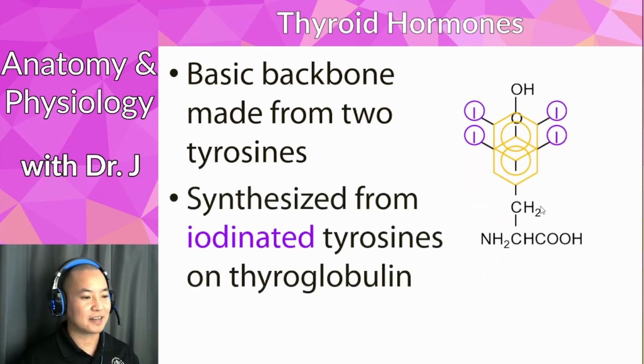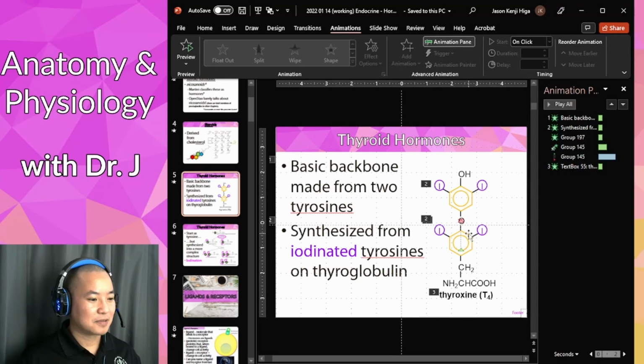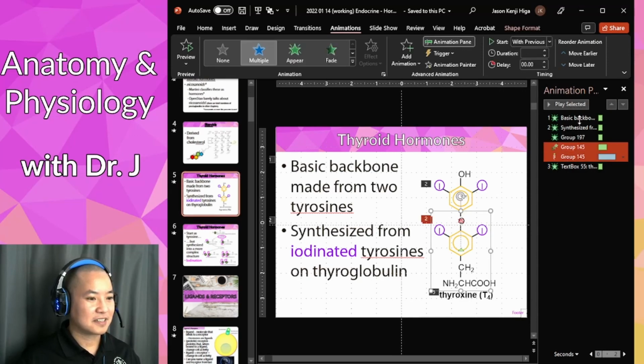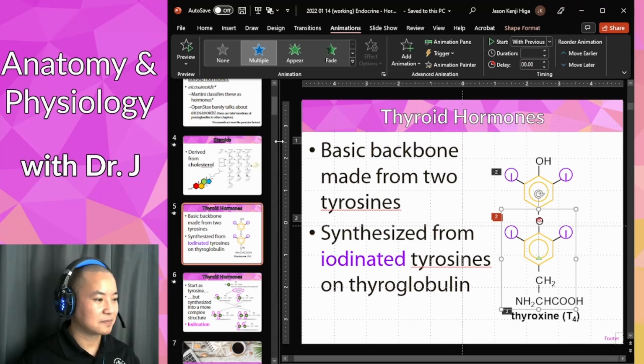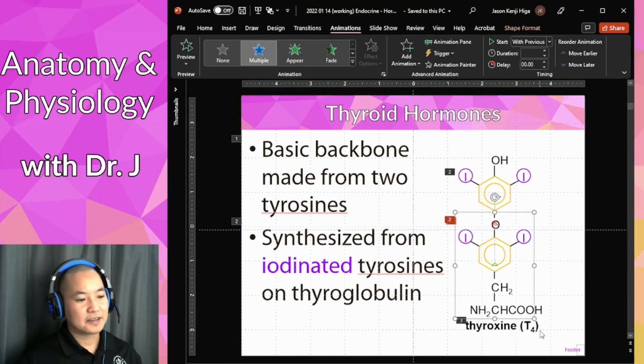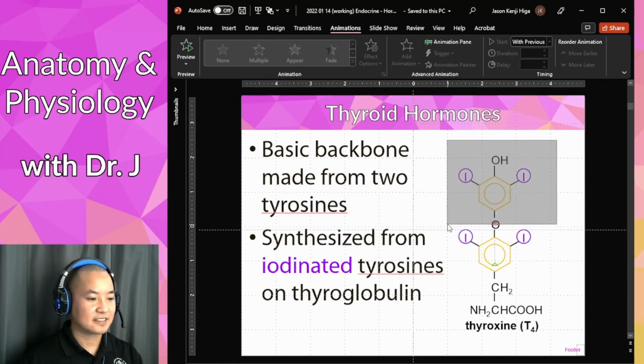Oop, I guess my animation isn't working here. But it's made from two iodinated tyrosines on thyroglobulins. Maybe I can fix this right here. Yeah, this is more what it's supposed to look like. Maybe it's not working because I'm not using a work computer. But tyrosine is going to look like this without the iodines.